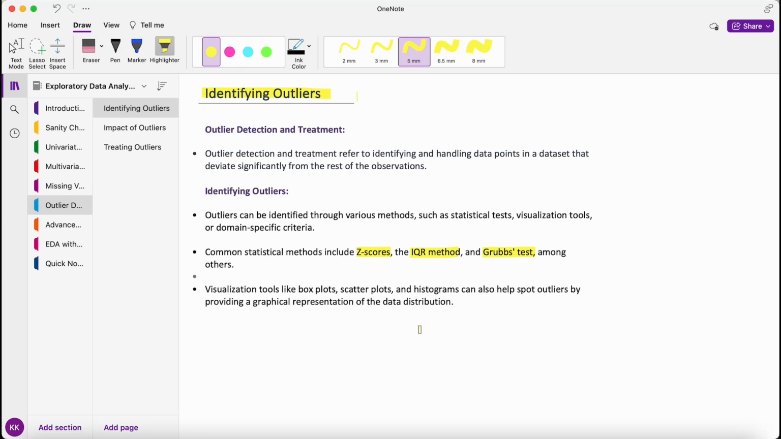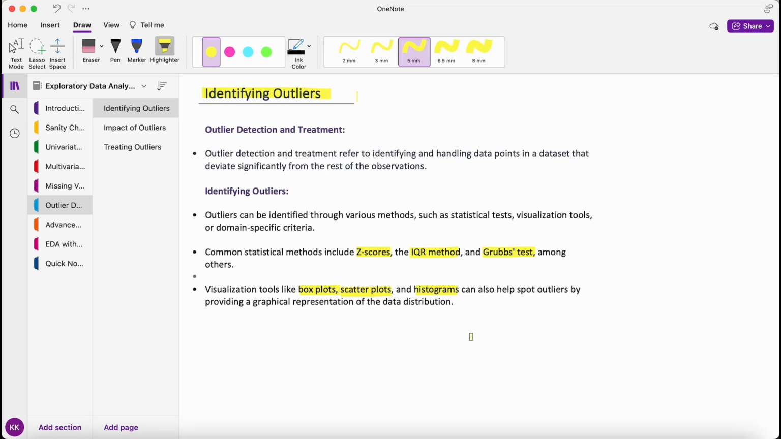Visualization tools: boxplots illustrate the spread of the data and identify values that fall far from the rest. Outliers are typically the dots beyond the whiskers. Scatter plots display data points in 2 dimensions, and outliers may appear far off from the cluster of other data points. Histograms show the distribution of data, and outliers can be spotted as bars that are isolated from others.